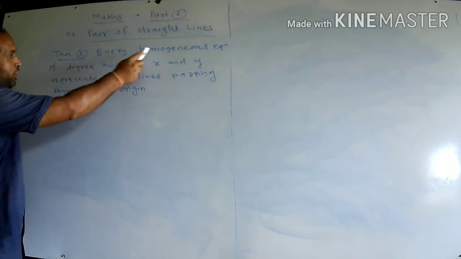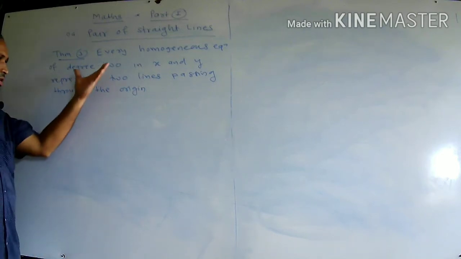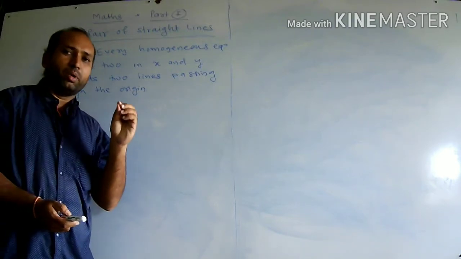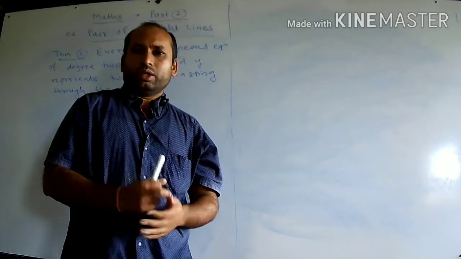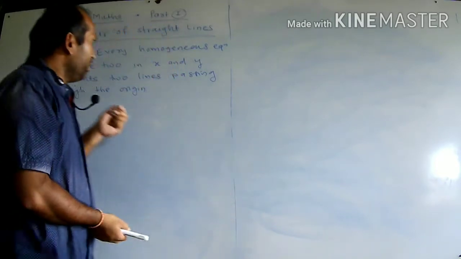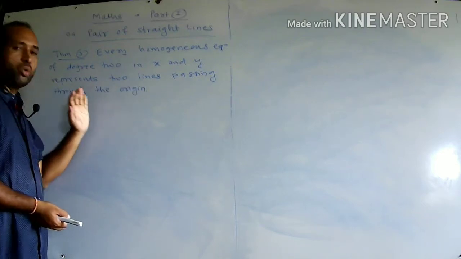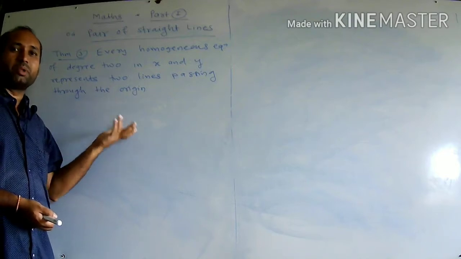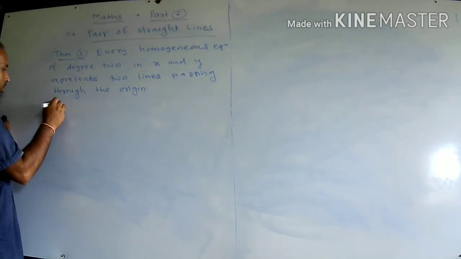See this statement again. Every homogeneous equation of degree 2 in x and y. Here the standard homogeneous equation of degree 2 in x and y is ax square plus twice hxy plus by square equal to 0. Then we have to prove that equation represents two lines passing through the origin. Clearly it is the converse of theorem 2. So let us see the proof.